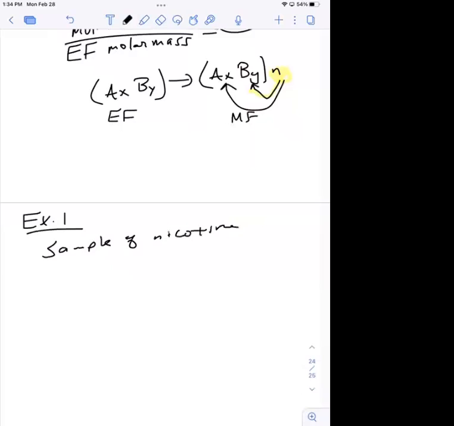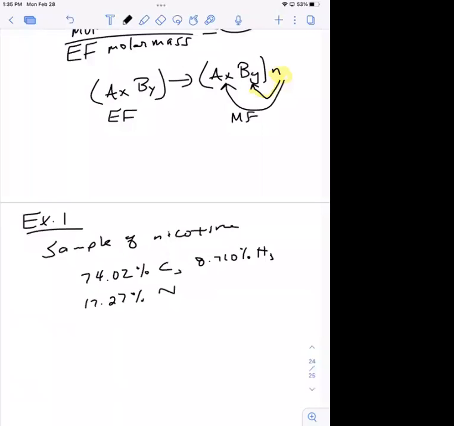Right. This is the addictive component of tobacco. I'm sure you already know that. So we have a sample of nicotine, and it is 74.02% carbon, 8.710% hydrogen, and 17.27% nitrogen. What can we find from that?